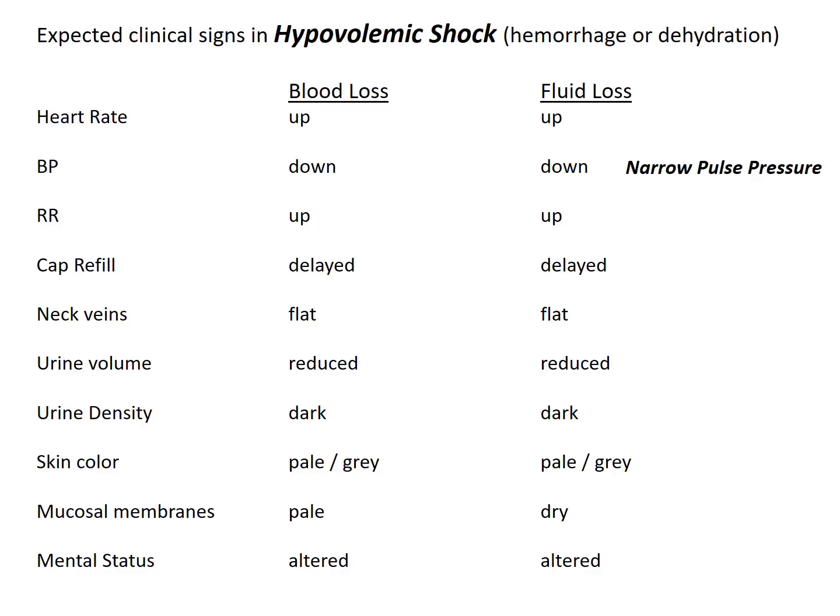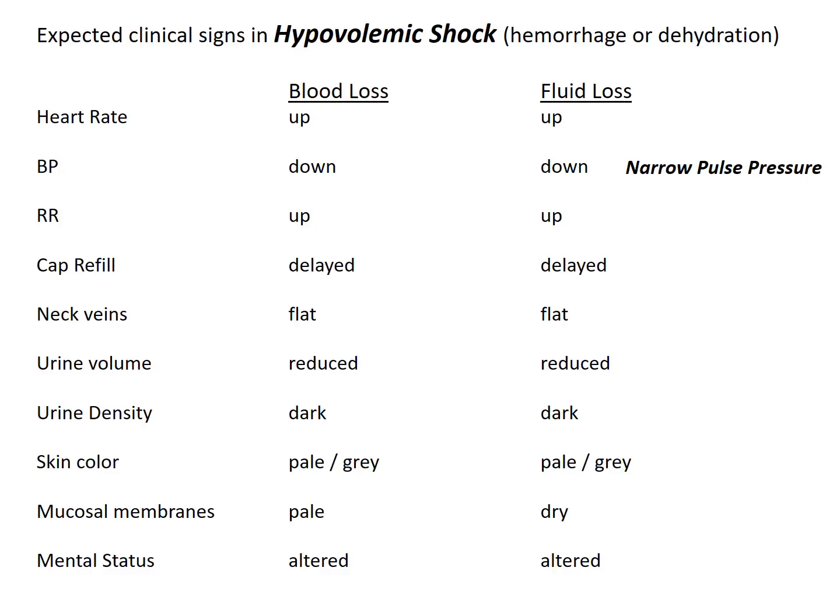Mucous membranes get extremely dry with profound dehydration, but with profound blood loss, while that can still happen, sometimes the mucous membranes don't dry out, but they get really, really pale. But take a look at this in terms of what's happening to heart rate, blood pressure, respiratory rate, capillary refill, neck vein distension, urine volume, urine density, skin color, mental status. So be able to pick out a case of an individual in hypovolemic shock based on the clinical presentation.